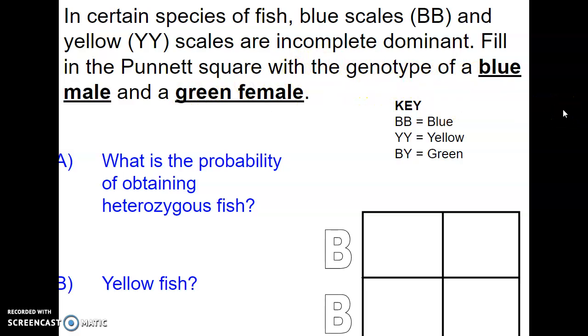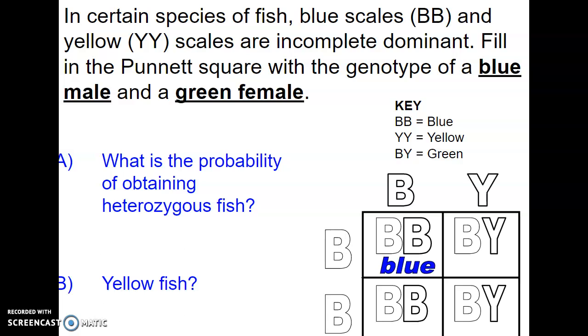A blue male would be capital B. A green female would be capital B, capital Y. And then you would just simply fill it in. So they have a 50-50 shot of having either blue baby fish or green baby fish. They would never have yellow fish.